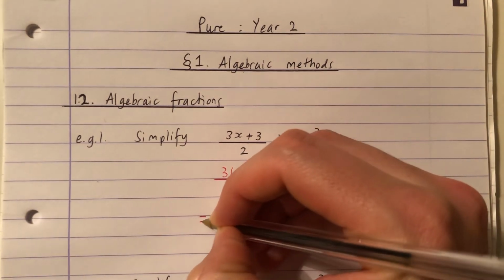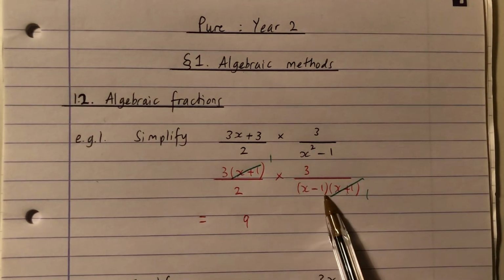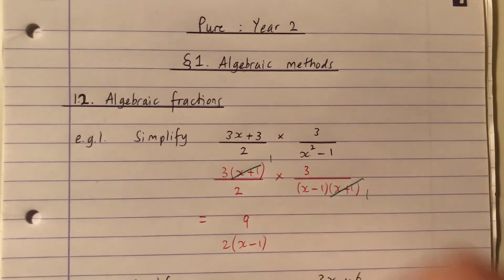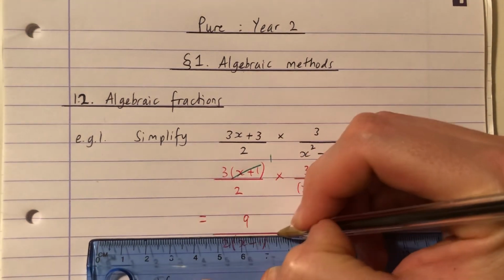Once you've removed all of the common factors, you then perform the multiplication. 3 times 1 times 3 is 9. 2 times x minus 1 times 1. Don't expand the brackets, just leave it as 2 brackets x minus 1. And that would be your final answer.